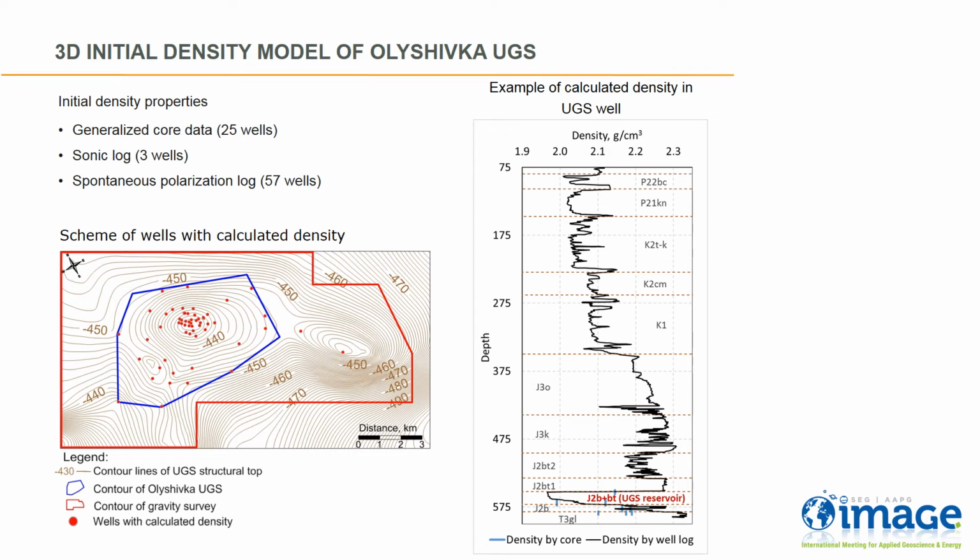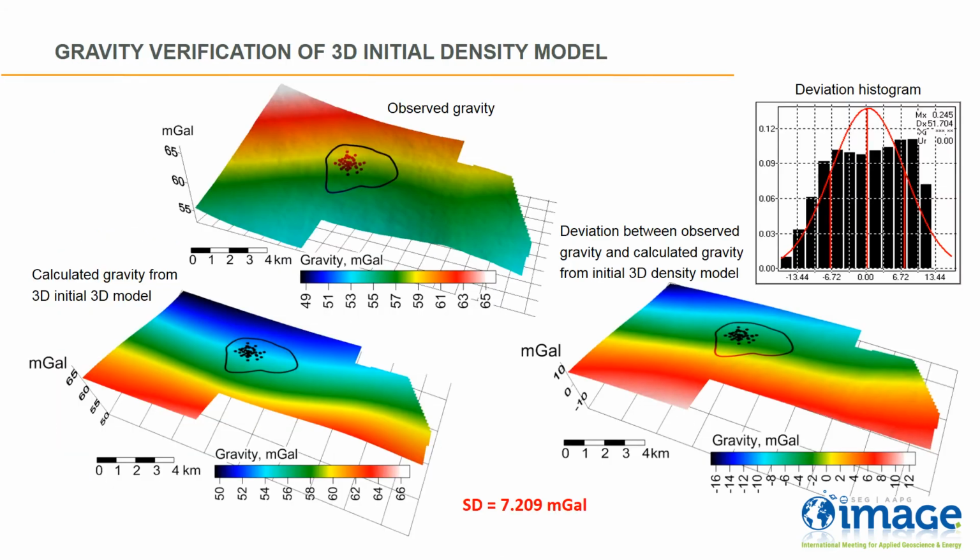Rock density is calculated mainly from the spontaneous polarization log using the relation between porosity and density, and also from the sonic log using the modified Gardner equation. You can see an example of calculated rock density in a well of Olyshivka UGS. The initial 3D density model was verified by gravity and gave 7.2 milligal of initial misfit.